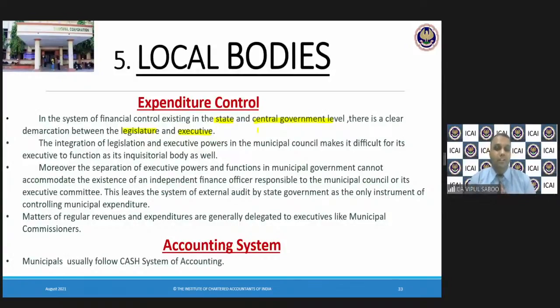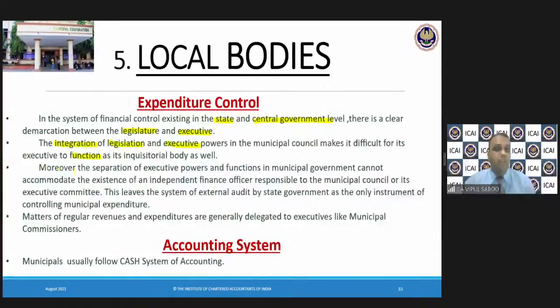At the local level, municipal bodies frame the rules, and they themselves execute the rules. So there is no demarcation. The same person who has framed the rules is enforcing the rules and executing the powers. The integration of legislation and execution in the municipal council makes it difficult for its executive to function as its inquisitorial body as well. Inquisitorial means as a standalone body. It is itself framing the rules, the laws, and it itself has to execute them and keep a check on them.